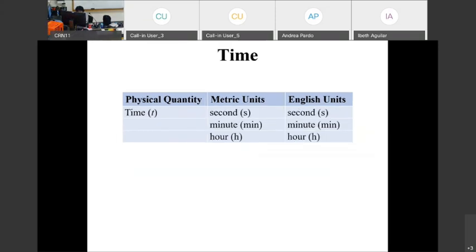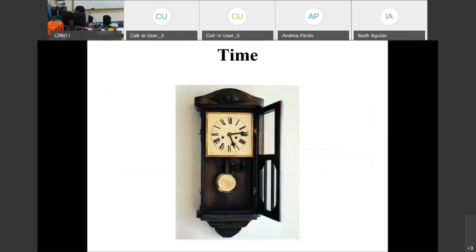And then for time, seconds, minutes, and hours. So we measure time always going forward, okay? However, what do we have there? We have those old clocks. And you see that pendulum at the bottom? How did that pendulum work to measure time?